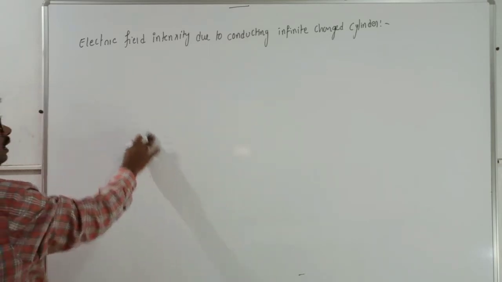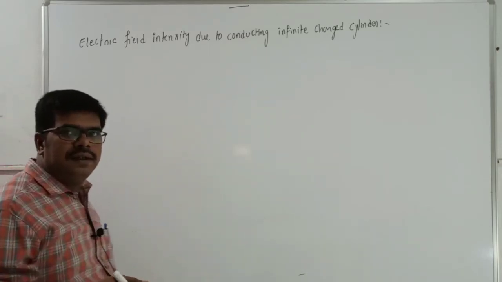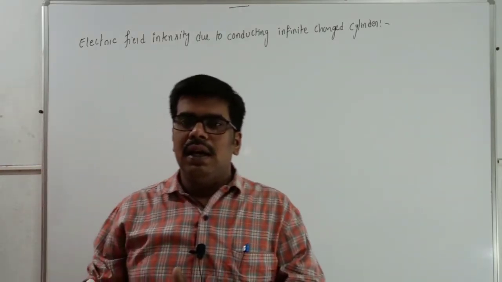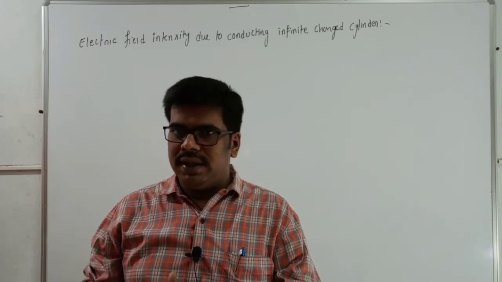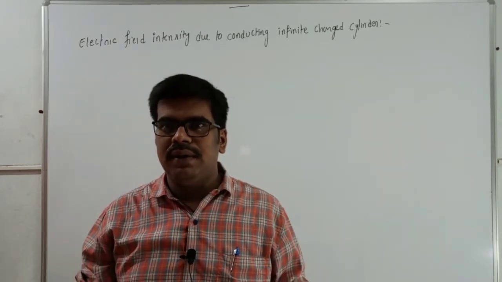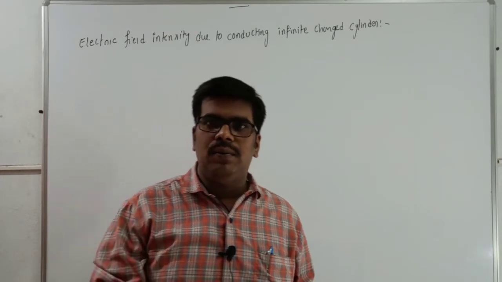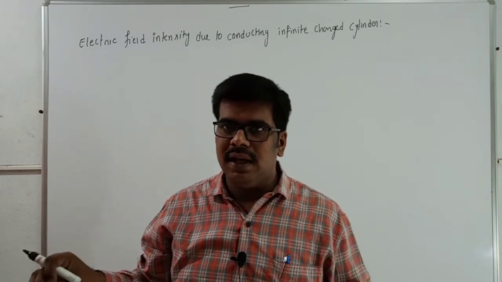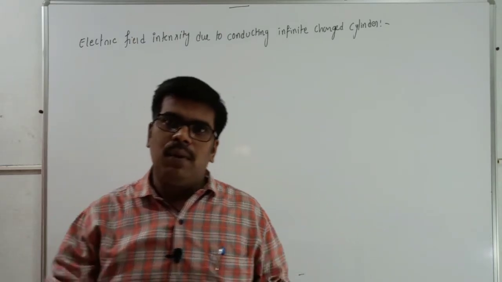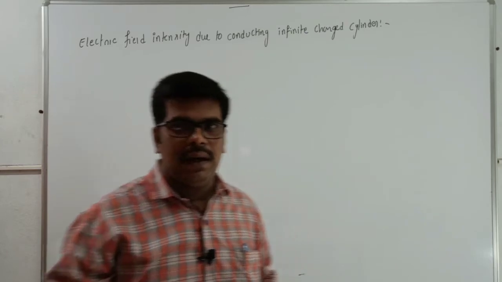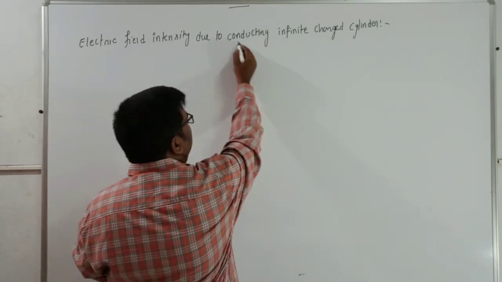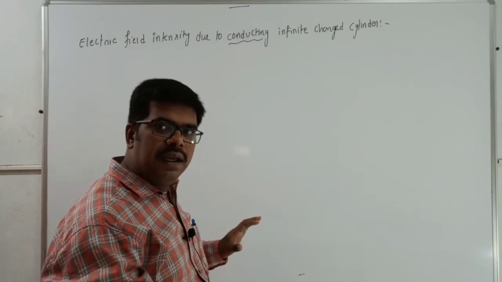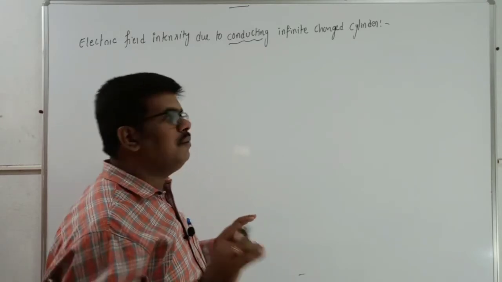I am taking a cylinder whose charge density is sigma, because we have different kinds of charge densities: linear charge density, volume charge density, surface charge density. If the charge is distributed over the surface, it is surface charge density. If the charge is distributed along the length, it is linear charge density. If the charge is distributed throughout the body, we take volume charge density. Here, what kind of body? A conducting body. A conducting body means charge will be distributed over the surface only.